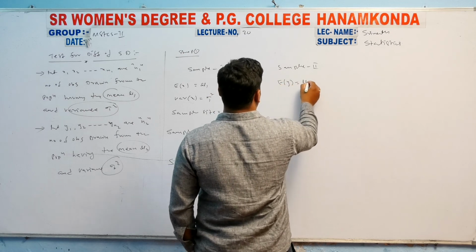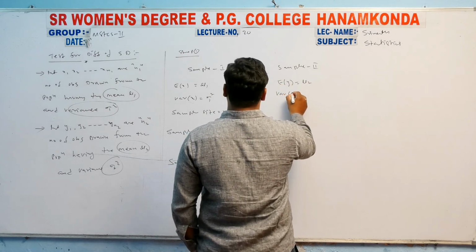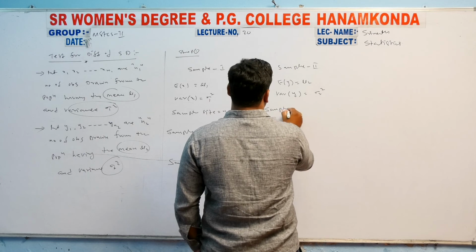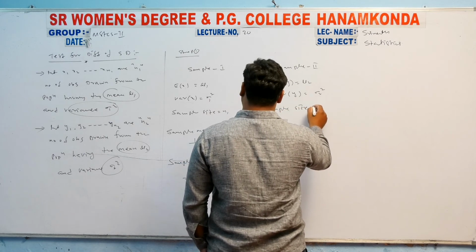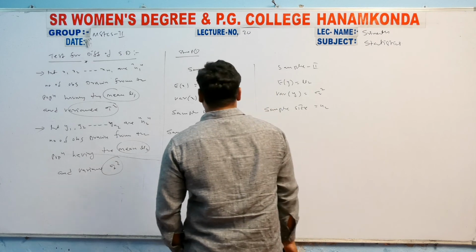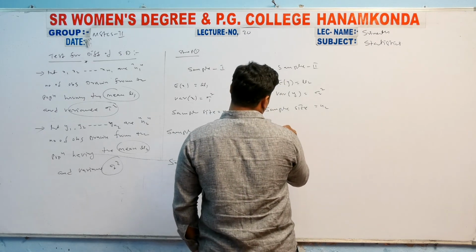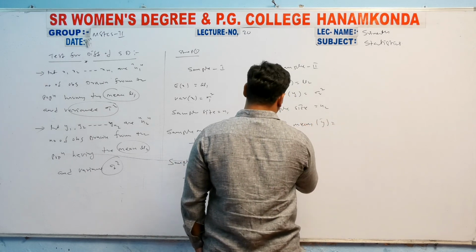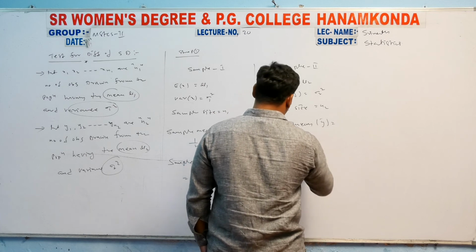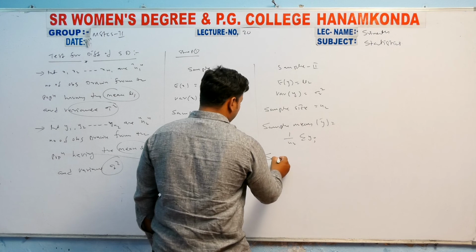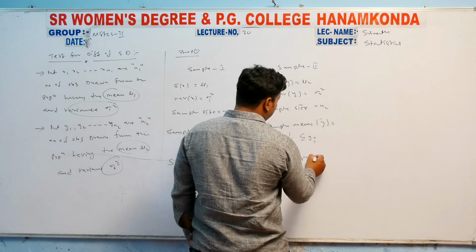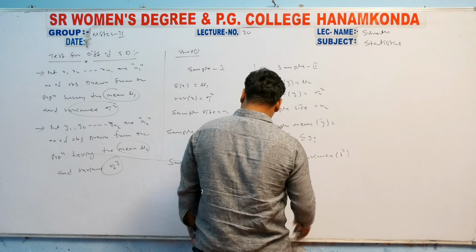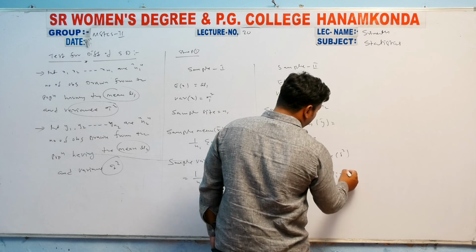Expectation of y is equal to mu2, variance of y is equal to sigma 2 square, sample size equal to n2, sample mean y bar is equal to 1 by n2 summation yi, and sample variance s2 square is equal to 1 by n2 summation yi minus y bar whole square.